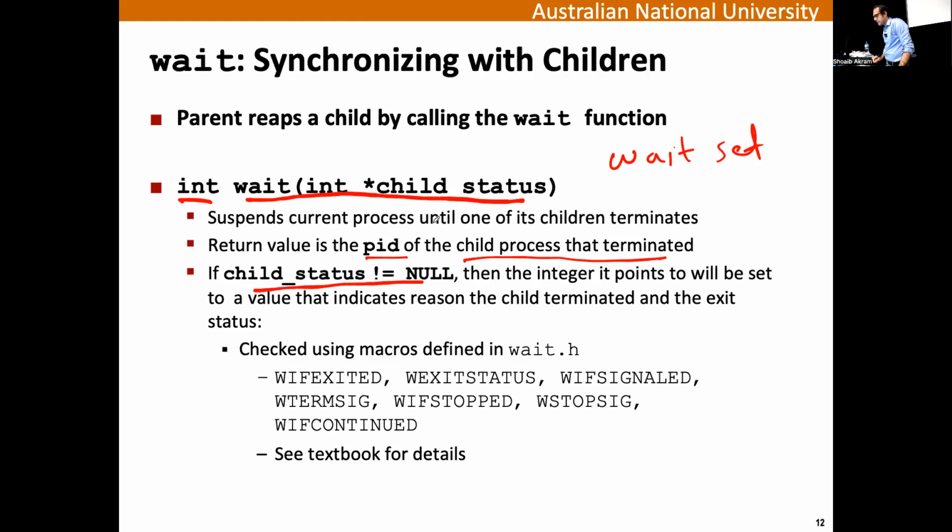If the child status, this thing here, is not null, then the integer it points to, this is a pointer to an integer, will be set to a value that indicates the reason for termination and informs us about why the process terminated, what happened. Now, interpreting this integer is really confusing. So the wait.h header file provides different macros to see what happened. This is an easy way to see what happened to the child process.